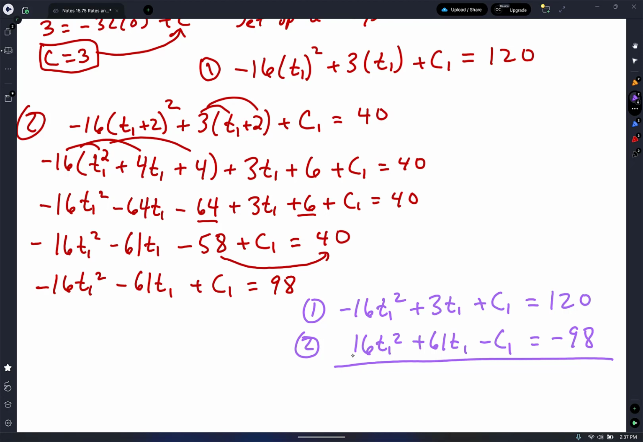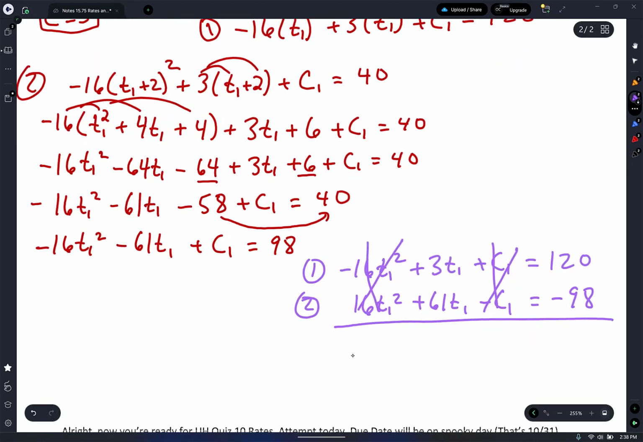All right, here we go. We're almost done, guys. What cancels out? The squares, and the c1s. All right, combine like terms. 61 plus 3 is 64t1.